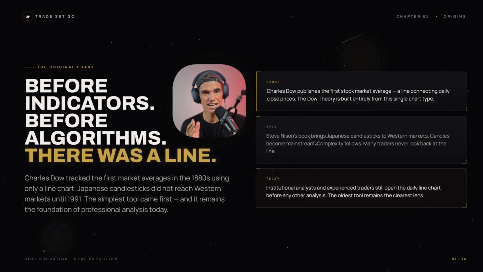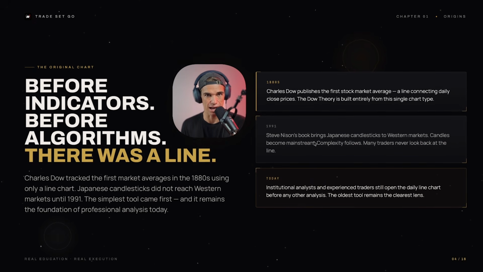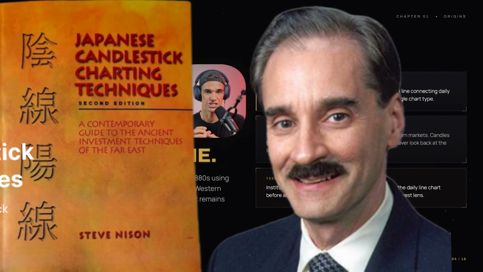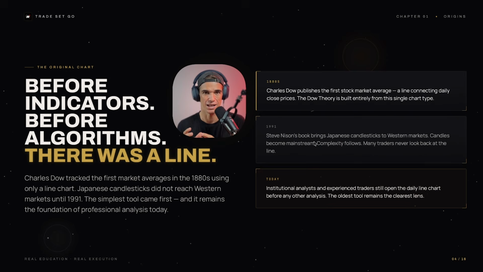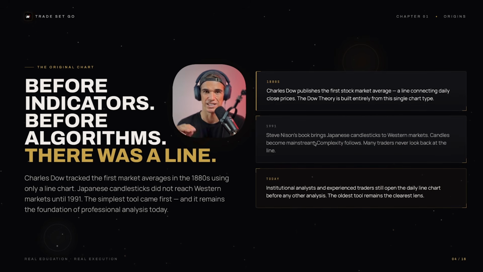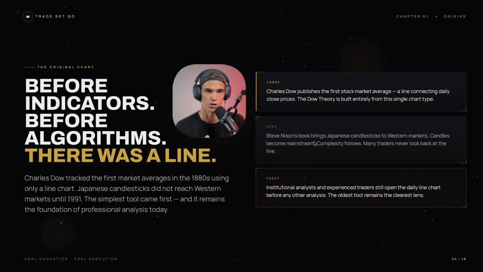Now, in 1991, something happened to interrupt the use of the line chart. And that is no other than Steve Nison's book, which was on Japanese candlesticks. He showed how these candlesticks can be applied to the Western markets. Candles obviously became the mainstream and took over, and now every day we're looking at wicks, bodies, highs, lows, and so much information. It's unbelievable that we can have all of that in one single candlestick. But what have we been missing by overcomplicating things?